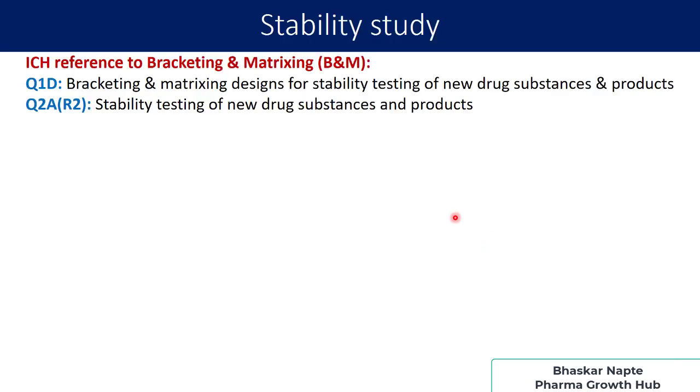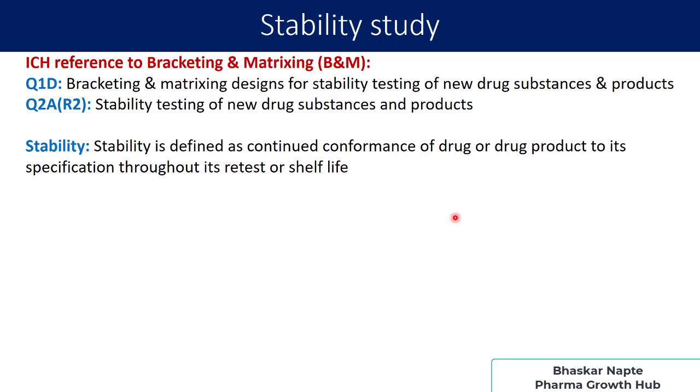So if you look at the stability guidelines, especially Q1D and Q1A(R2), you will find that there is a mention of bracketing and matrixing. The Q1D guideline from the ICH talks about bracketing and matrixing designs for stability testing of new drug substances and products, whereas Q1A(R2) talks about the stability testing of new drug substances and products. And both of them talk about the bracketing and matrixing concept.